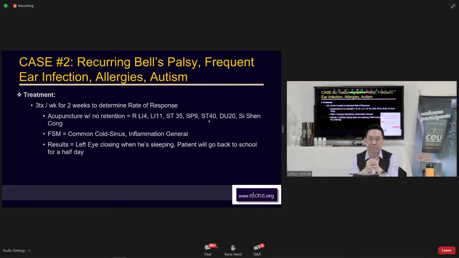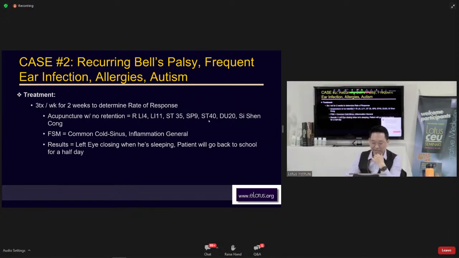was the FSM. So we put the pads on him, and we used 2 protocols. One was common cold sinus because he had allergies. Remember, he has tons of allergies. And the other one was just inflammation in general. Those are the only two protocols we did.